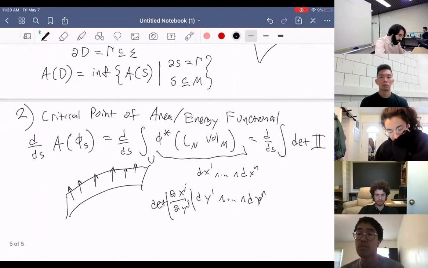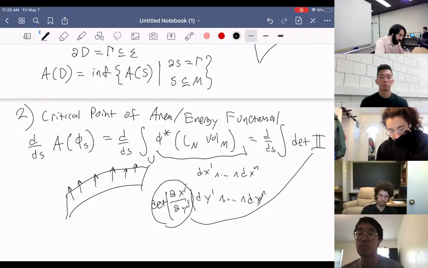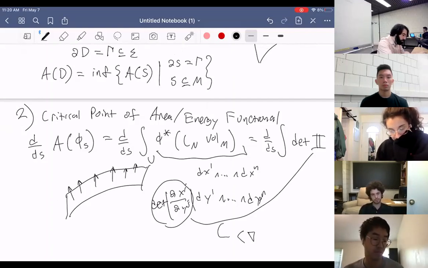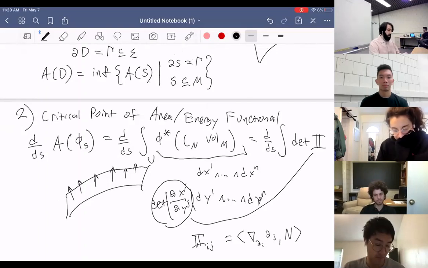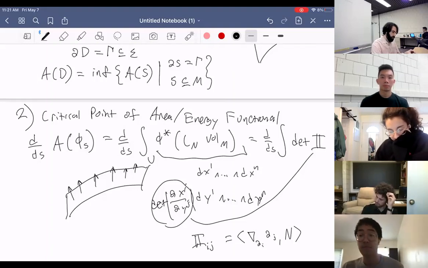And what that is, well, it looks pretty much just like this, except a little bit more geometric. This is going to be the inner product of, let's say the ijth component of this is going to be, you just take the covariant derivative of the ijth directions, and then you take the inner product with n. So it's pretty much the same thing when we take the determinant there.